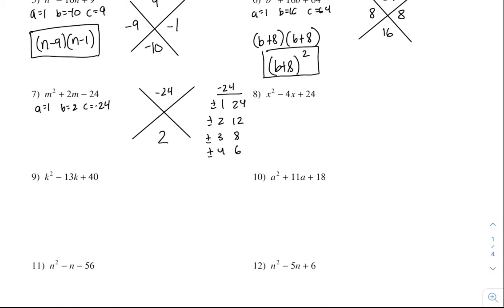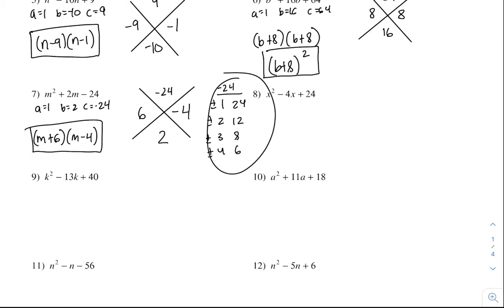So the only option is 4 and 6. So that means 6 has to be positive and 4 has to be negative. And then put it in factor form, so n plus 6 times n minus 4. Again, you guys do not need that, but if it helps you, then go ahead.